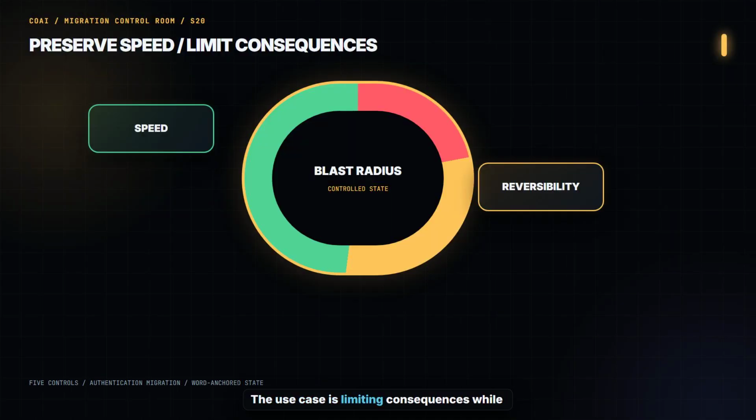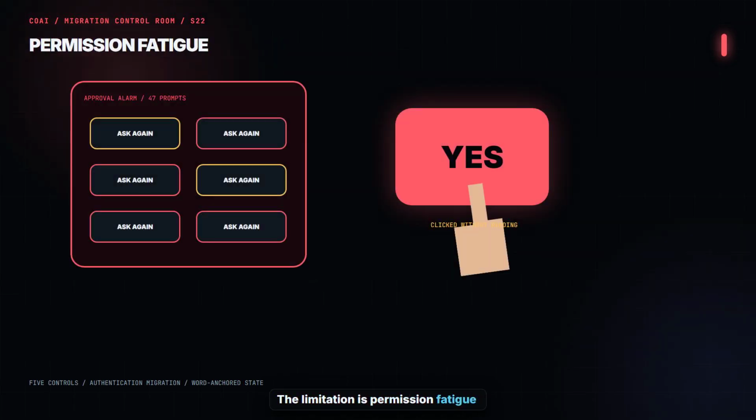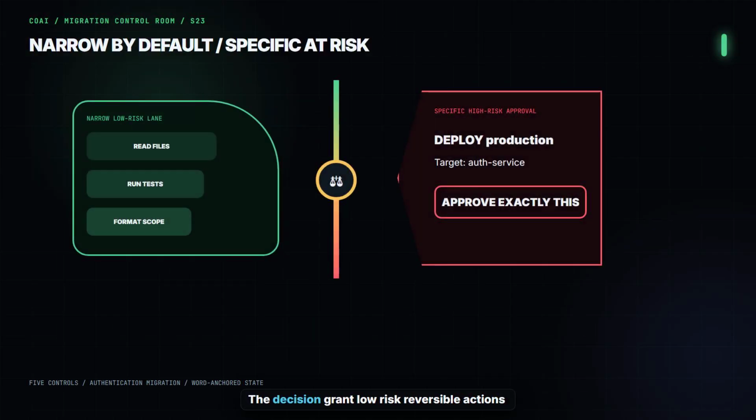The use case is limiting consequences while preserving speed. The observable example is an attempted publish stopping at a permission gate with the exact command and target visible. The limitation is permission fatigue. If every harmless read asks for approval, users learn to click yes without reading. The decision: grant low-risk, reversible actions narrowly and make high-risk approval specific.